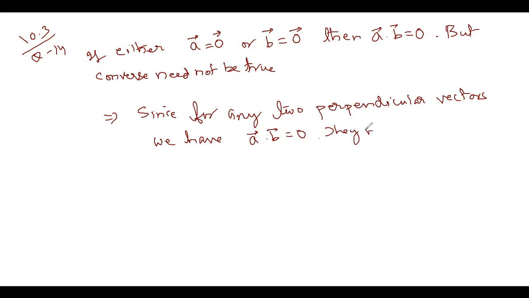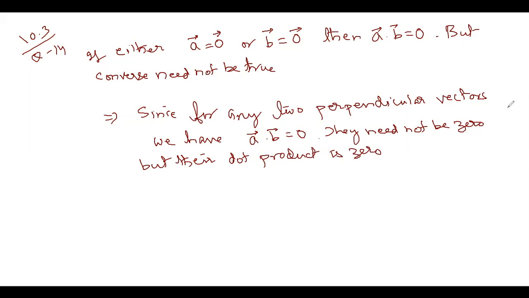They need not be 0 vectors, but their dot product is 0 in this case.